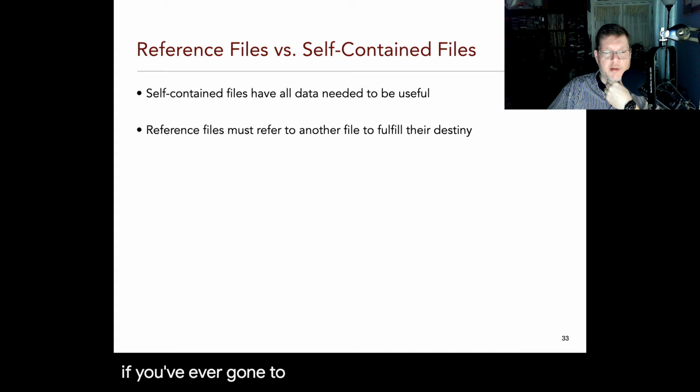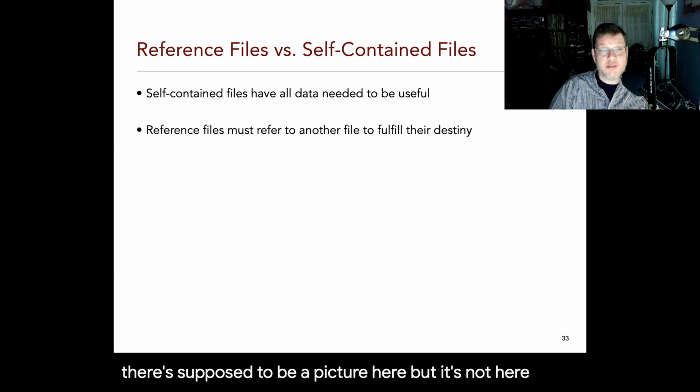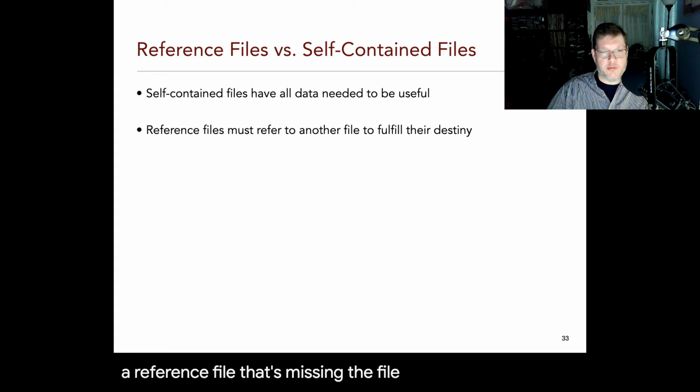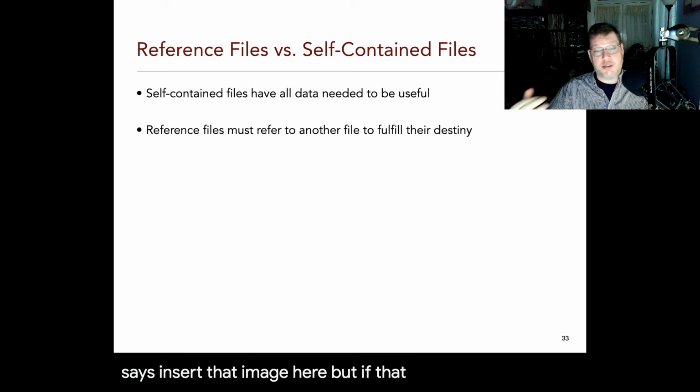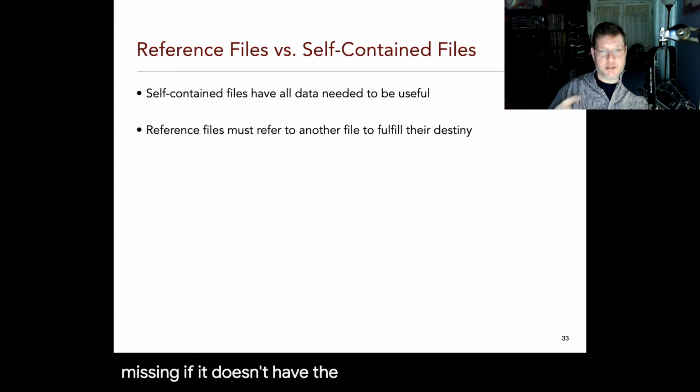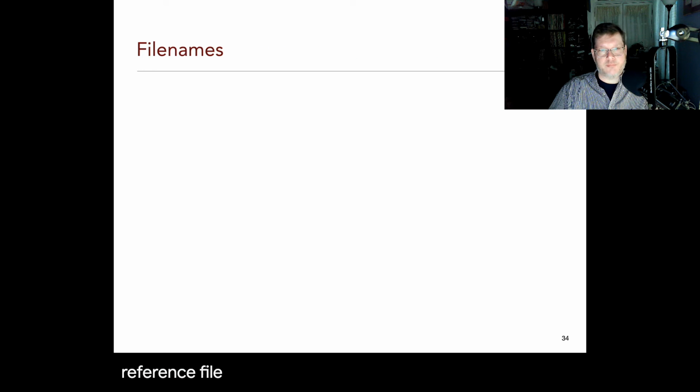If you've ever gone to a web page and there's a picture that doesn't show up, there's just like that little image that says there's supposed to be a picture here, but it's not here. That's a reference file that's missing the file it refers to, right? So the index.html or whatever the name of the page is doesn't actually contain the images. The images are somewhere else on the server, and it just contains a link to the image that says insert that image here. But if that image is missing, if it doesn't have the reference, then you get the little missing image icon. So that's another example of a reference file.